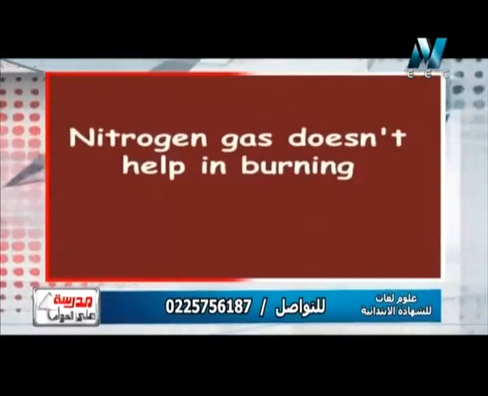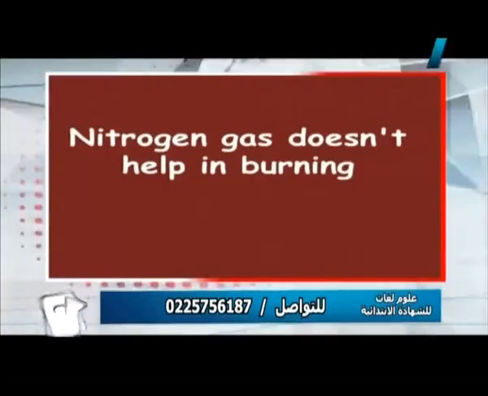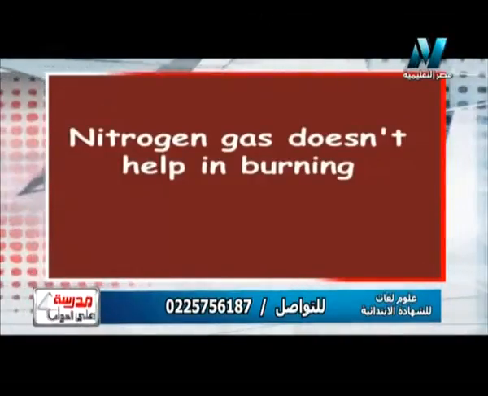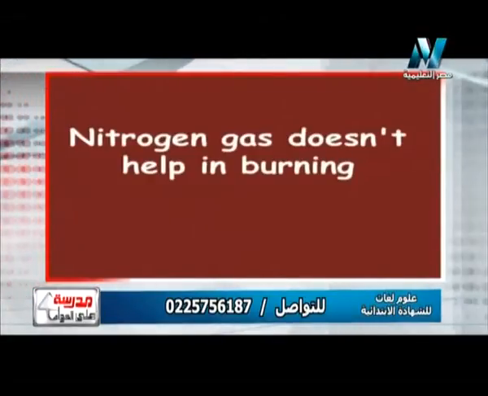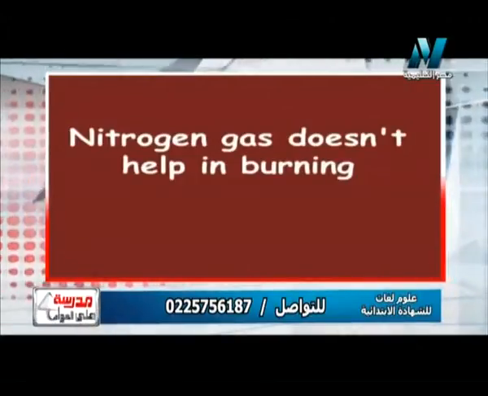Another property, nitrogen gas doesn't help in burning. It's not like oxygen here. Here it differs from oxygen completely, because we know that nitrogen gas doesn't help in burning, but oxygen gas helps in burning. We know that, but the opposite happens with nitrogen gas: it doesn't help in burning. And also we know that carbon dioxide gas doesn't burn and doesn't help in burning and extinguishes fire. Again, nitrogen gas doesn't help in burning.